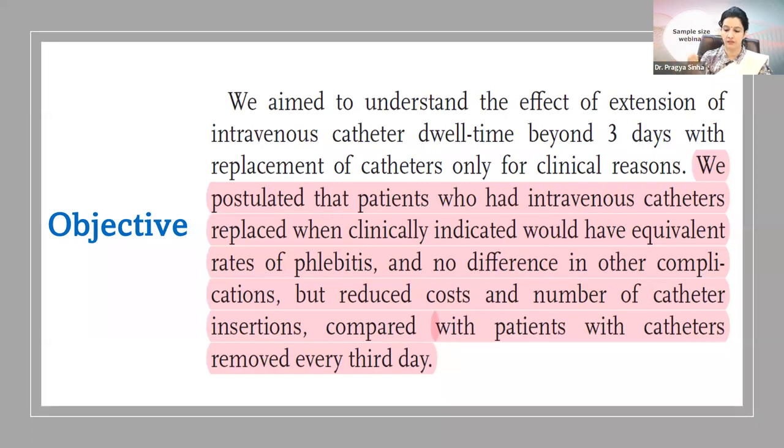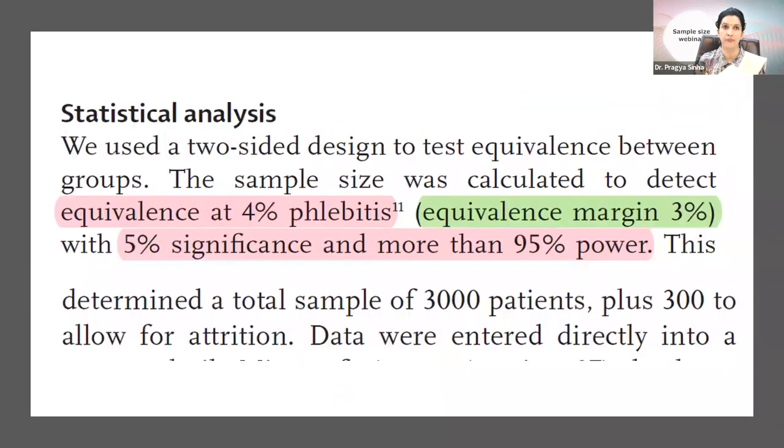So they are saying that it will lead to a reduced cost and number of catheter insertions. The number of catheter insertions will also be less if you postulate that it should not be removed on a fixed schedule. So they have used this test of equivalence, and the outcome which they have taken is phlebitis. And the phlebitis in both groups, they have kept it as 4% and the equivalence margin was set as 3%. And they have kept the power as more than 95%, meaning 99%. So all of you, please do this.